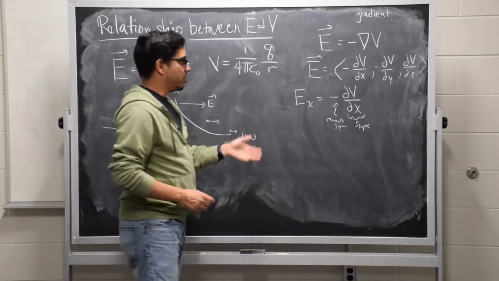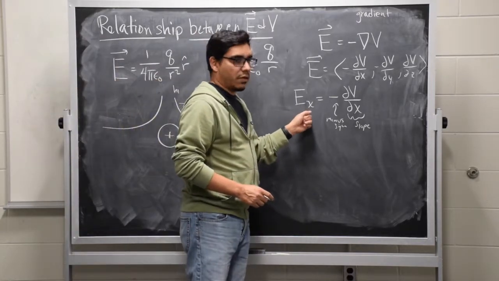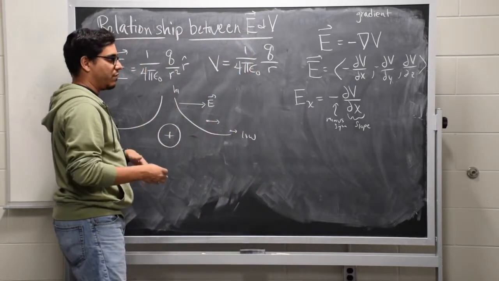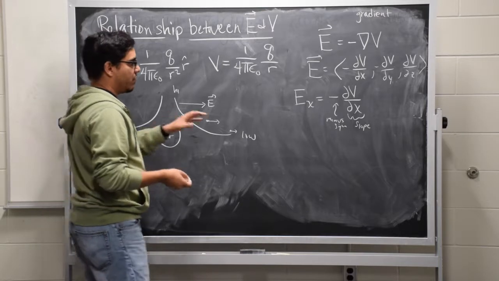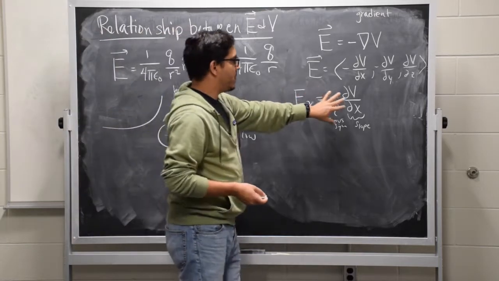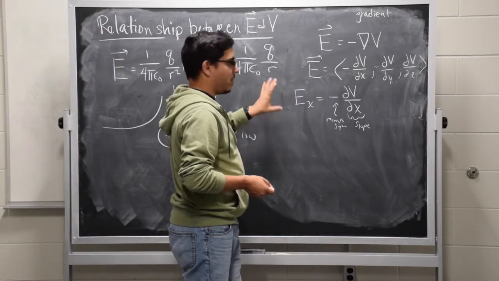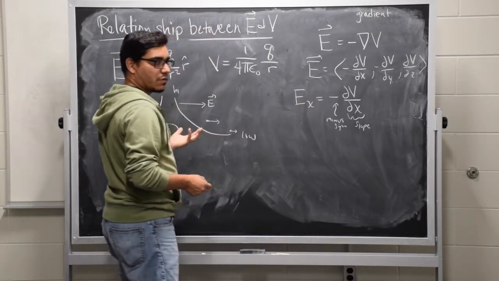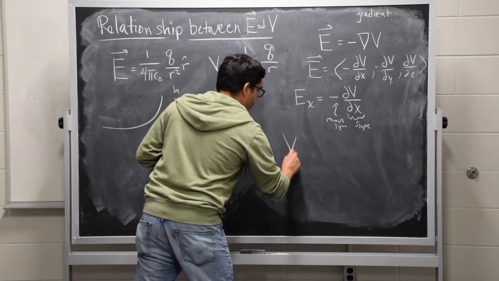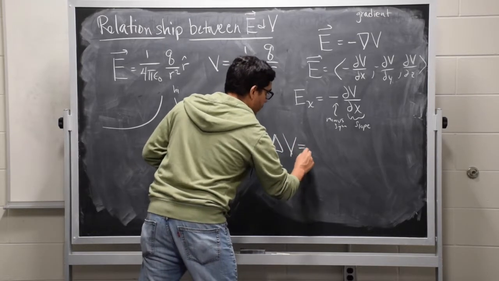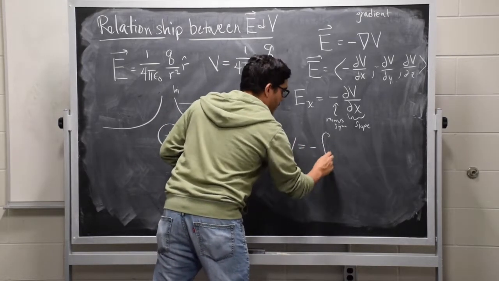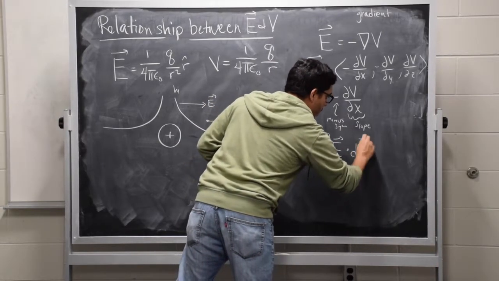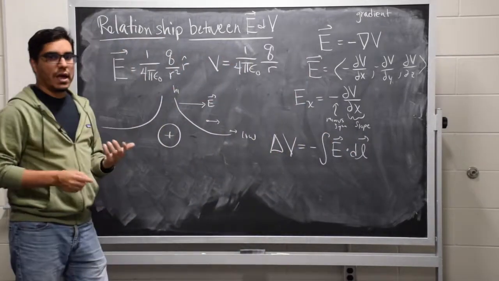Now, the other thing that's interesting about this is that it also gives you a description of how you might think about getting the potential from the electric field, right? What we've done here is figure out, given the potential, what the electric field is. If we were to integrate this, we would be able to recover what the potential looks like. So the potential difference between 2 points is going to be minus an integral of the electric field along some path.